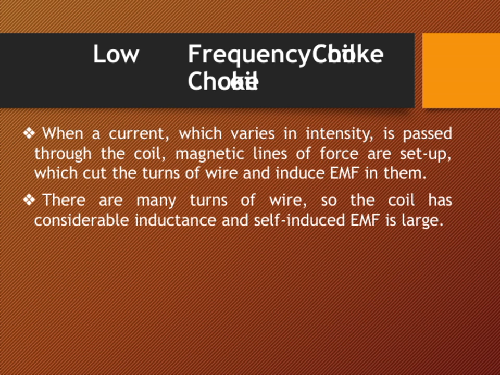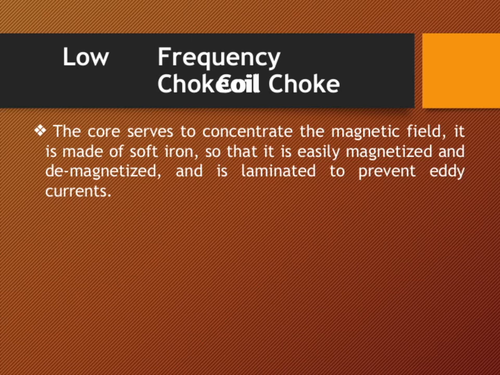changes in current. The core's main purpose is to concentrate the magnetic field, making the magnetic flux stronger where we need it. It's typically made of soft iron, which is important because soft iron can be easily magnetized and demagnetized, allowing the magnetic field to be controlled efficiently.